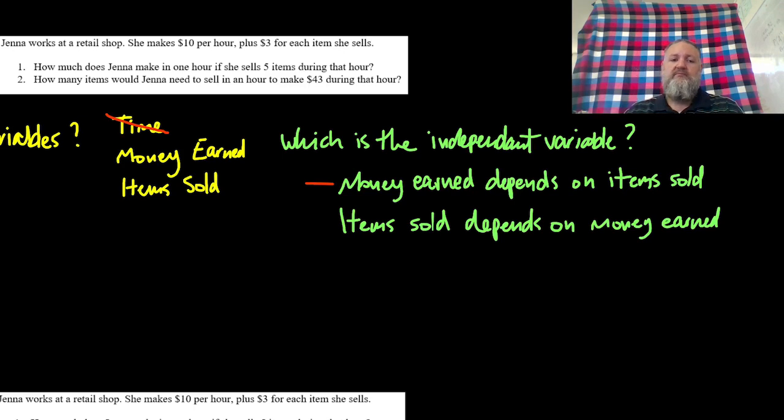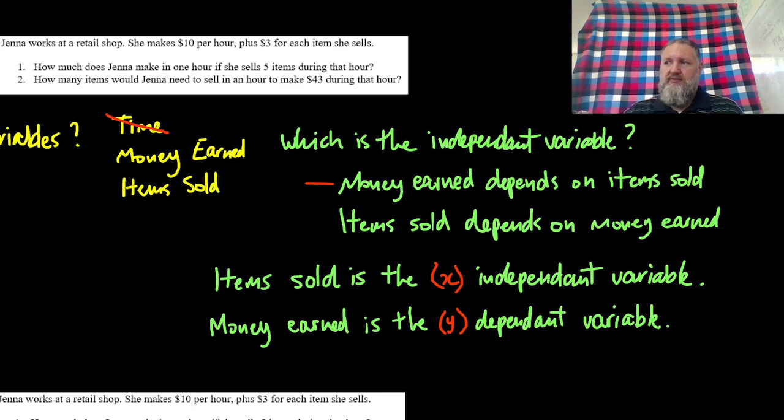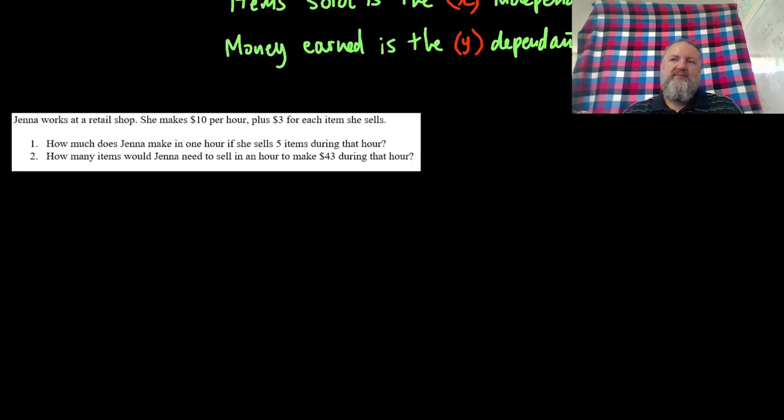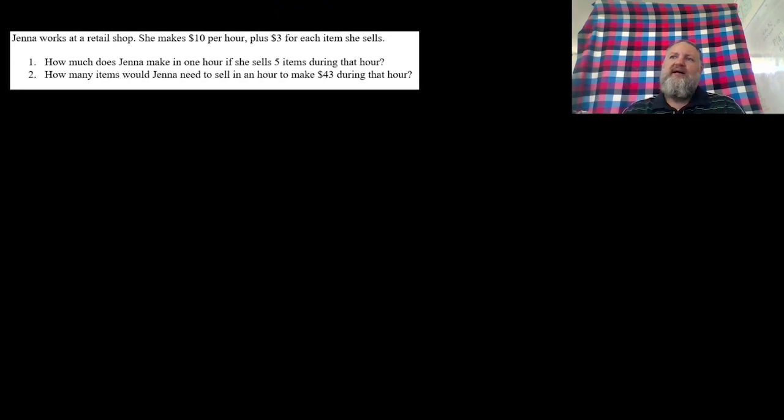Okay, so we can write that down. Items sold is the independent, money earned is the dependent. Very good, so we've determined what our dependent and independent variables are. Now this hasn't really helped us solve anything just yet, but we're nearly there to the solving part. I'm going to move this all down, and I've rewritten the question so that you can see it again.